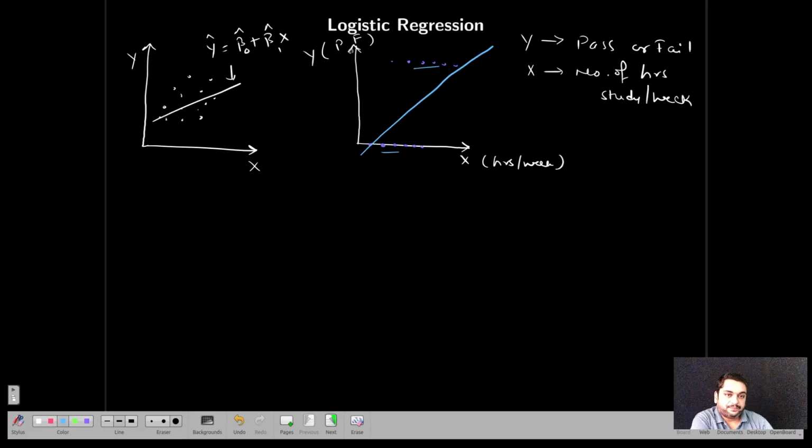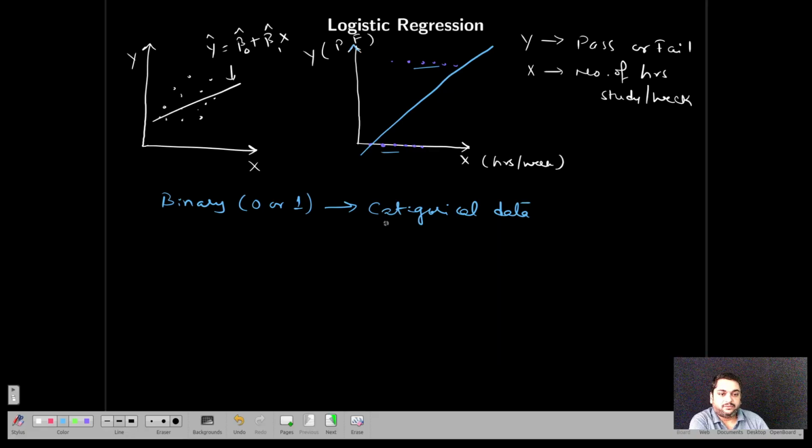So here, what kind of data have we taken? We have taken data where the outcome is either pass or fail, true or false. So it's binary data. It is 0 or 1, for example, pass or fail. Such kinds of things we call categorical data. Now, to fit a line for categorical data, simple or any linear regression is not a good fit.